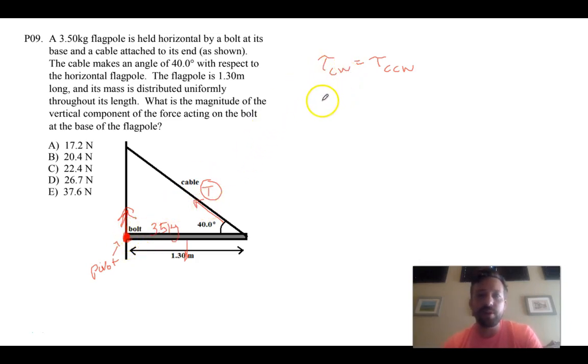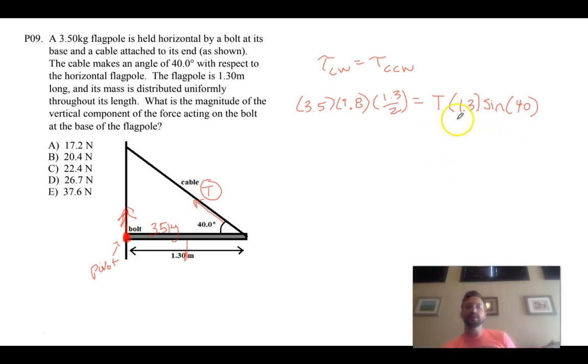So the force in the clockwise, well, that would just be the weight of the flagpole, which is 3.5 times 9.8 times the distance from the pivot point, which is 1.3 divided by 2, right? Because its mass is distributed in the middle, is equal to, now in the counterclockwise direction is where the tension is working, so we're going to do the tension force times the radius it is away, which would be 1.3, and since it's at an angle, it would be sine of 40. Okay, and you just work this out and solve for T.